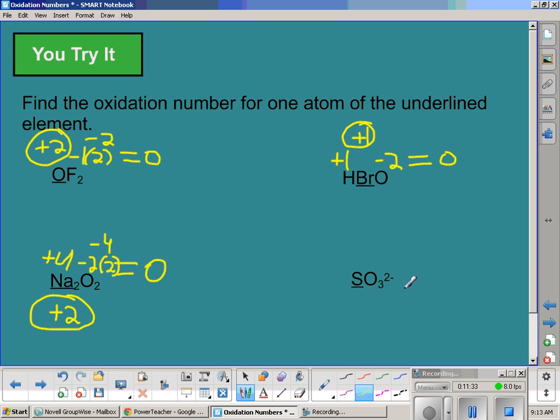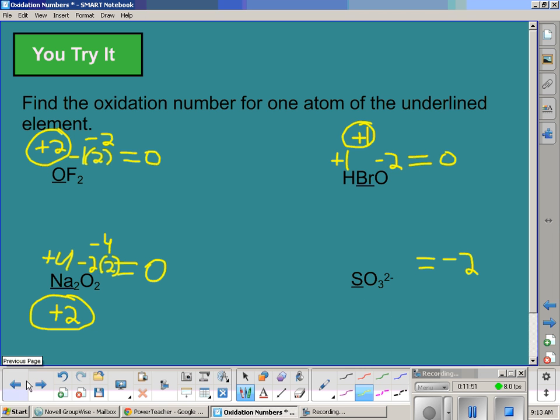And finally, okay, here we go. We finally have one with a charge on it. So that means that this isn't going to equal 0. It's going to equal what that charge is. That -2 is up high. That stands for the charge. So I'm going to put equals -2 up here. We're going to use the same rules.